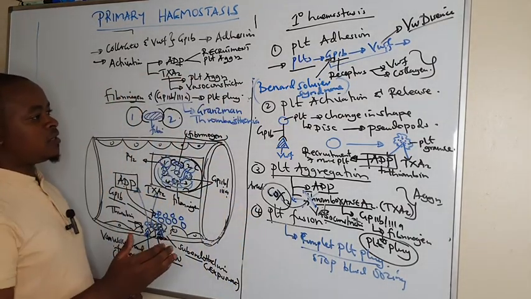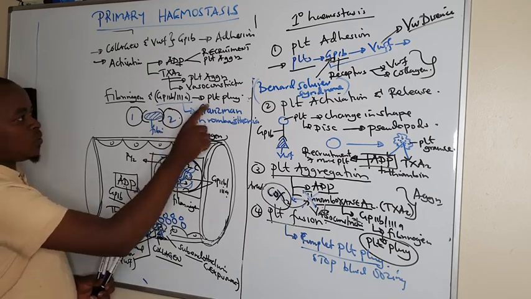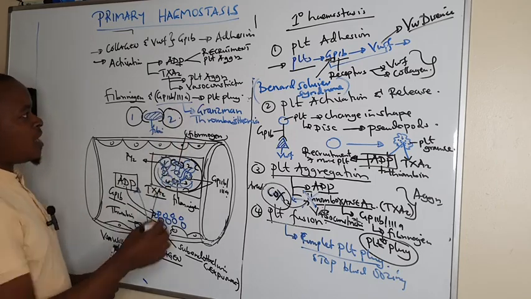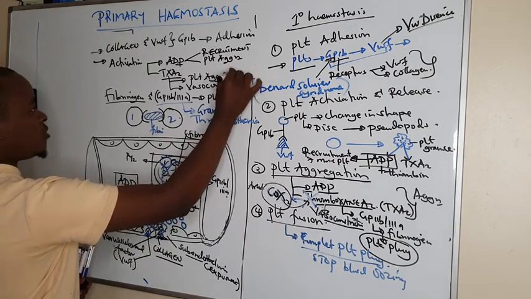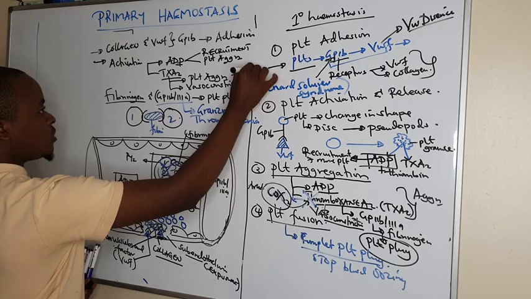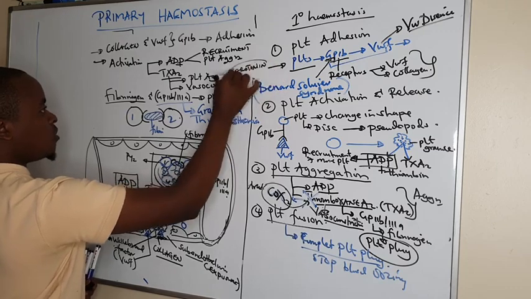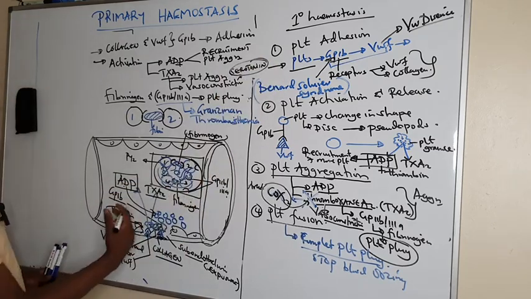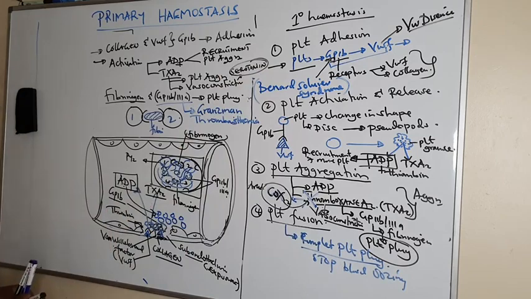And don't forget that thromboxane is a vasoconstrictor. Another one which is a vasoconstrictor is serotonin. Serotonin is also a vasoconstrictor. But how can we inhibit this process from taking place?